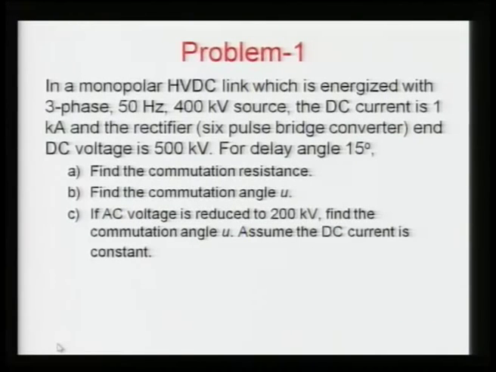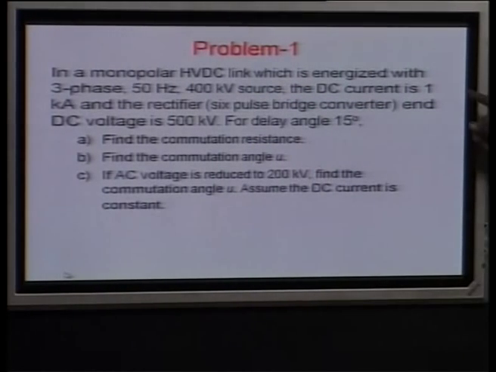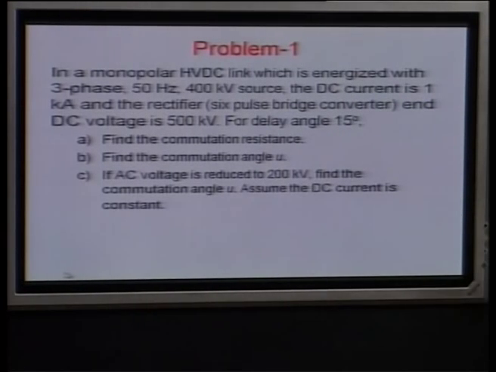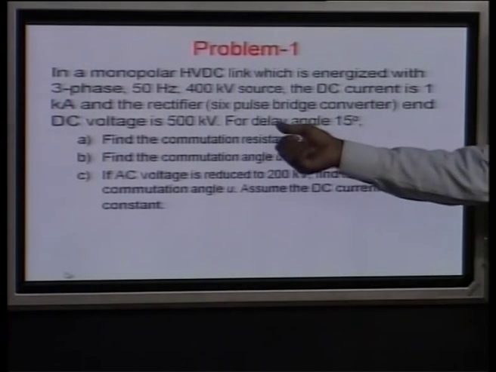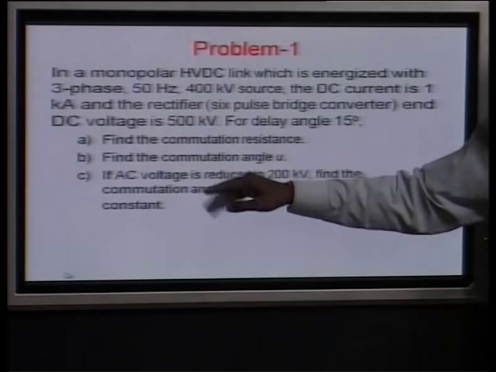First, let us see numerical problem number 1. It says a monopolar HVDC link is energized with a 3-phase 50 hertz 400 kilovolt source. This is an AC source because frequency is given. The DC current is 1 kiloampere, a 6-pulse bridge converter is used as the rectifier, and the DC voltage is 500 kilovolt, and for a delay angle of 15 degrees you should find three parts.